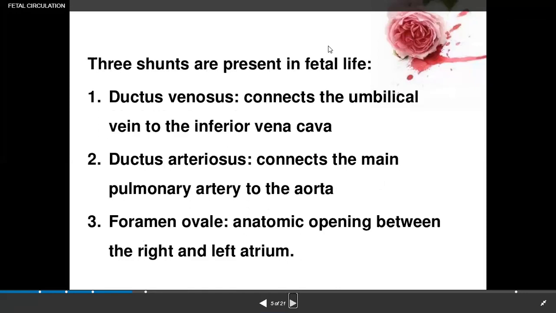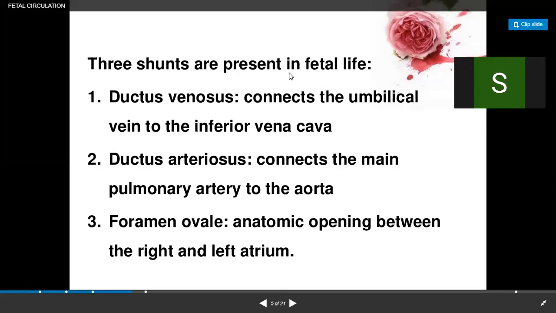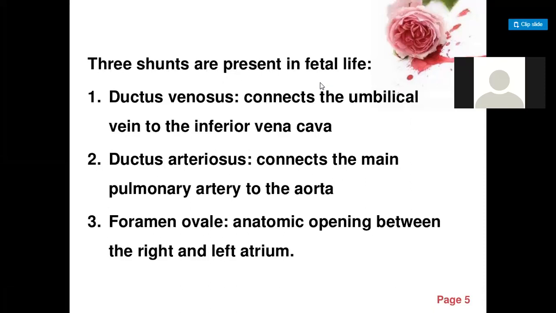There are three shunts present in fetal life. One is the ductus venosus, one is the ductus arteriosus, and the third is the foramen ovale. The ductus venosus connects the umbilical vein to the inferior vena cava. The ductus arteriosus connects the main pulmonary artery to the aorta, while the foramen ovale is the opening between the two atria, the right atrium and the left atrium. Three shunts: ductus venosus, ductus arteriosus, and foramen ovale.